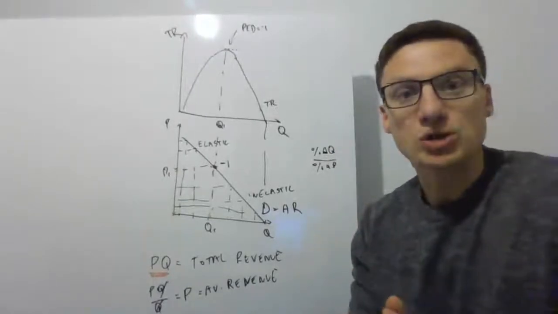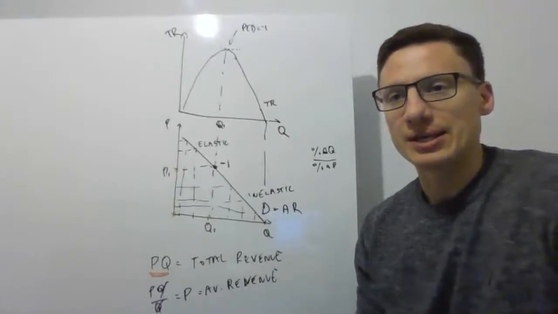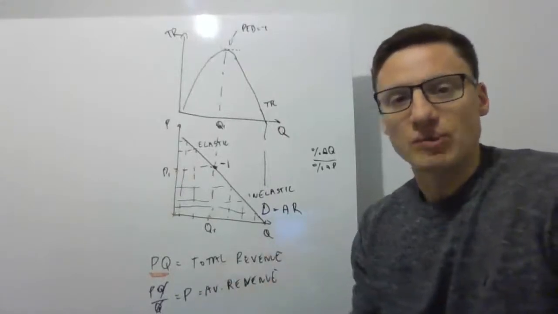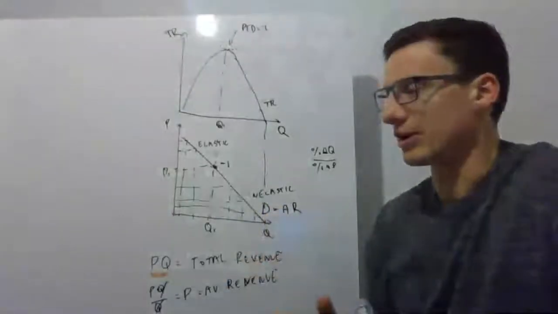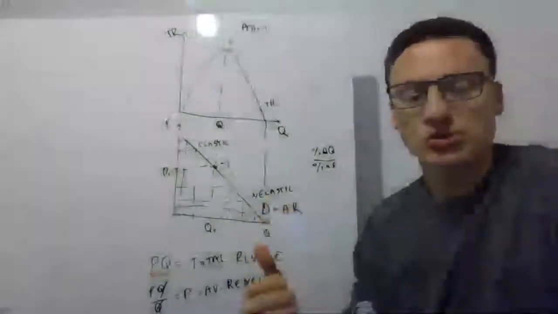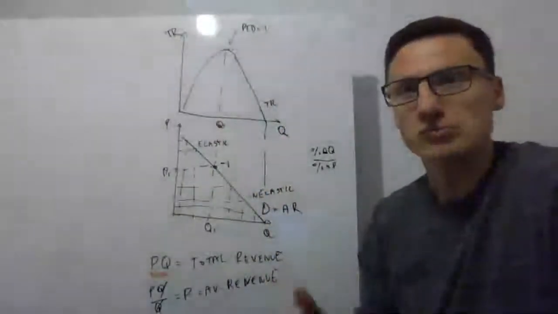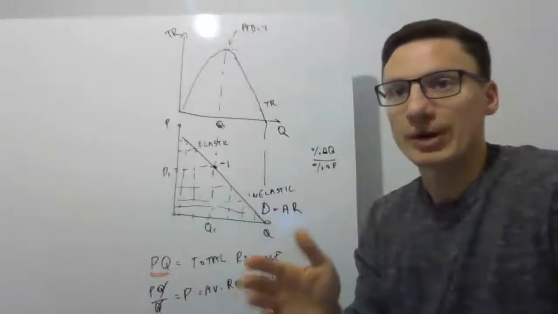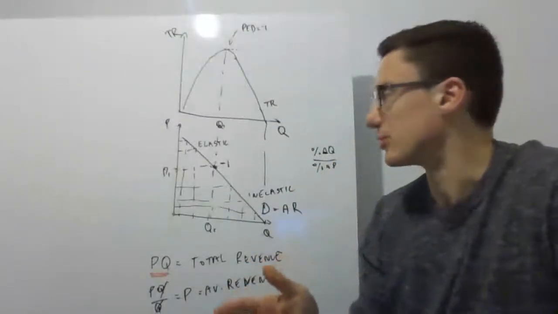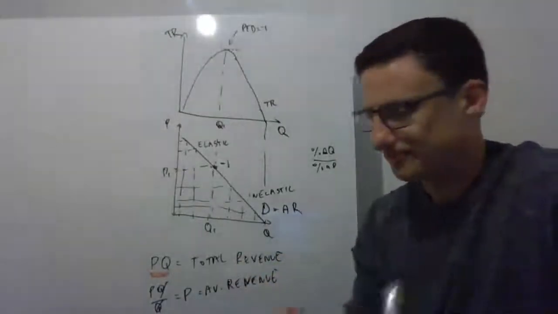Last one then, marginal revenue. Marginal revenue is the revenue received from each additional unit, whereas average revenue was like the price per unit, and total revenue is the accumulation of all of those. Marginal revenue is the additional revenue received per additional unit sale. So how do we find that?